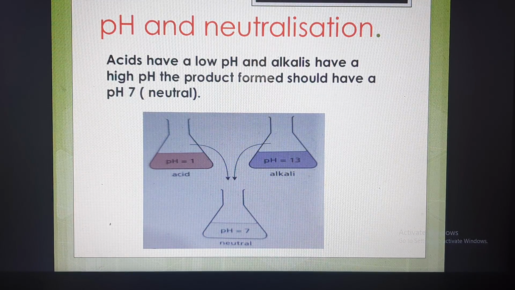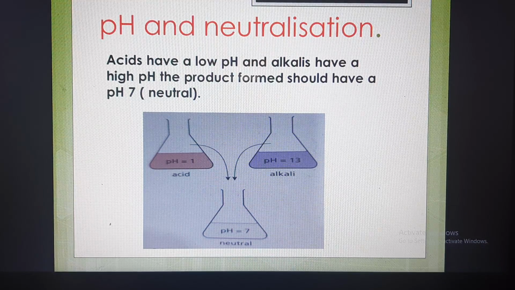Next, pH and neutralization. What is the relation between pH and neutralization? We know that in a neutralization reaction, the product formed is neutral and its pH is 7. Acids have low pH and alkalis have high pH. The product formed should have a pH of 7.